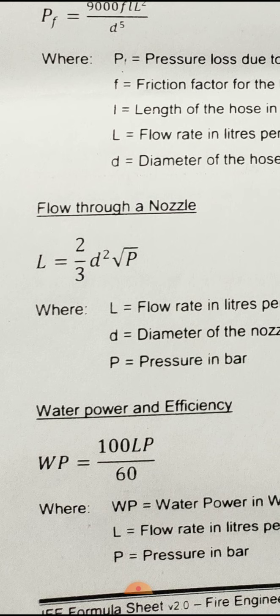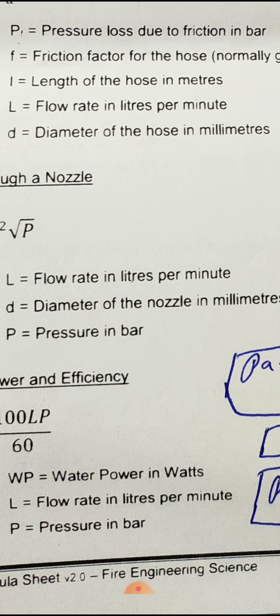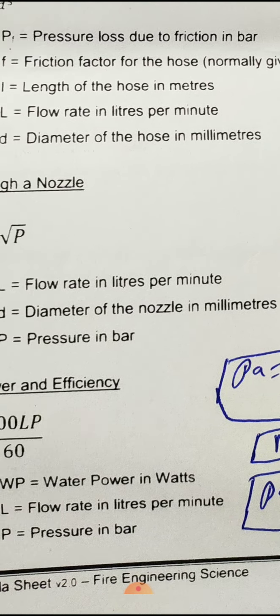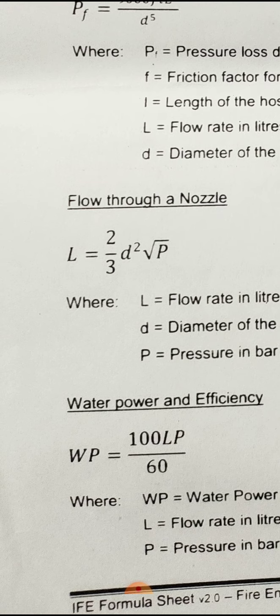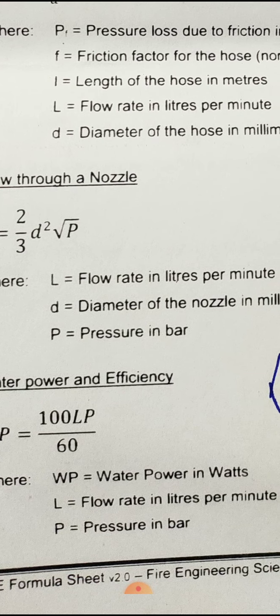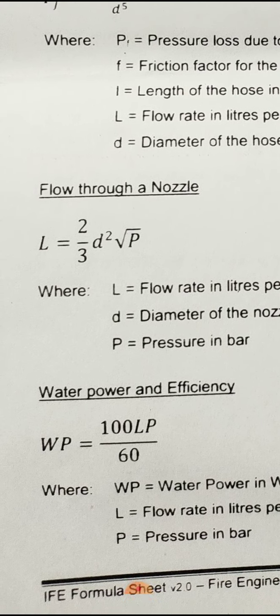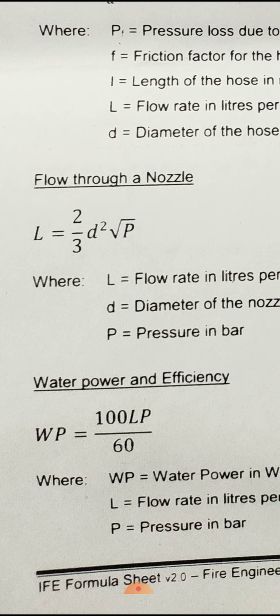Flow through a nozzle: L is equal to 2 by 3 D square under root P, where L is the flow rate in liters per minute, D is the diameter of the nozzle in millimeters, and P is the pressure in bar. This is also extremely important, because your nozzle is smaller, so you can calculate the length of hose and the frictional loss you can cancel out. After that, you're using various sizes of nozzle diameters, so depending upon that, you can calculate the amount of water being poured out.